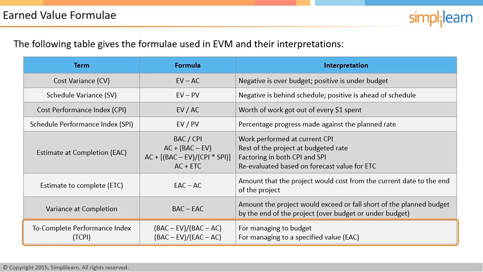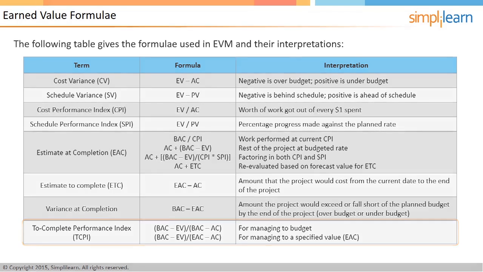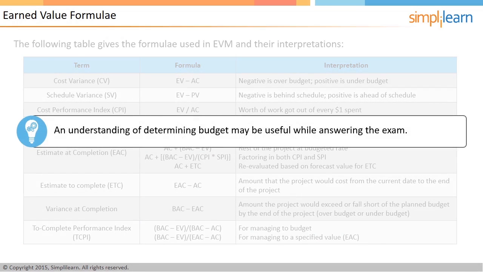Similarly, if it has to be managed within a revised target, say EAC, then TCPI is calculated as (BAC - EV) / (EAC - AC). Before the start of the PMP exam, please make a note of the formulas of earned value technique. In the next screen, let us look into a business scenario to understand this concept better. After reading the problem statement, click the Solution button to look at a possible answer.